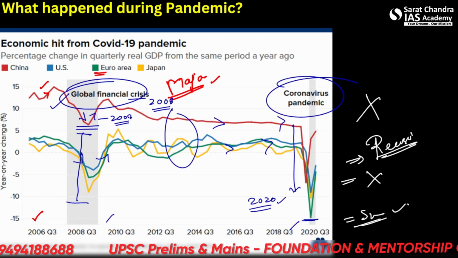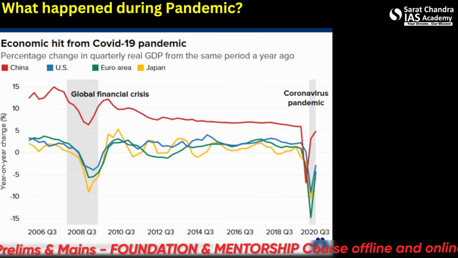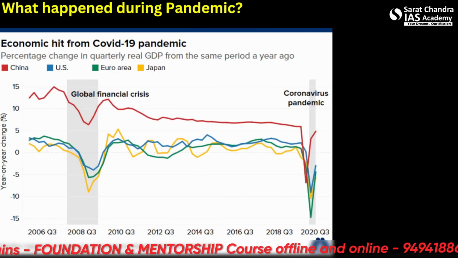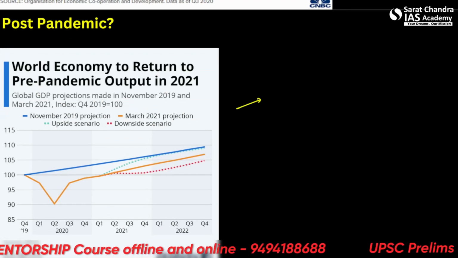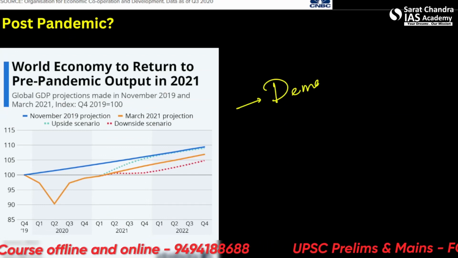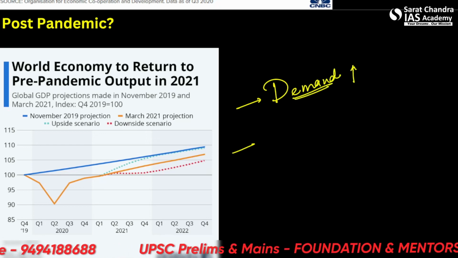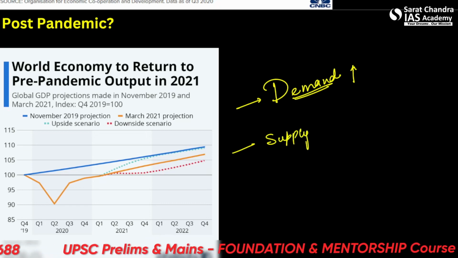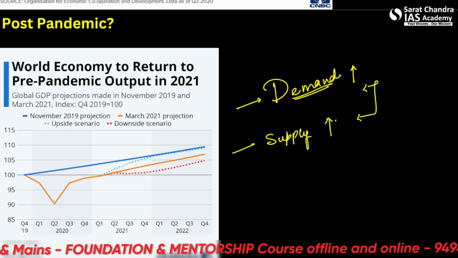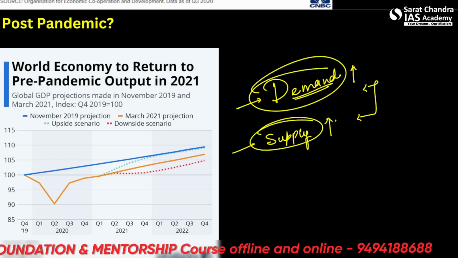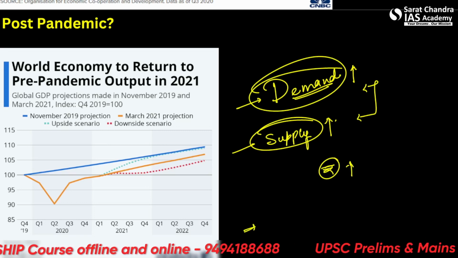So after this, what was supposed to happen, just like every other incident, there has to be recovery. In the recovery, what happens? The world economy would return to the pre-pandemic output. The pre-pandemic output here would mean that the demand will rise again. People would want to purchase goods again. And the supply will also catch on. But now what's the issue here? The issue here is the supply is also catching on, demand is also high and people are ready to pay money. So that may lead to inflation again.